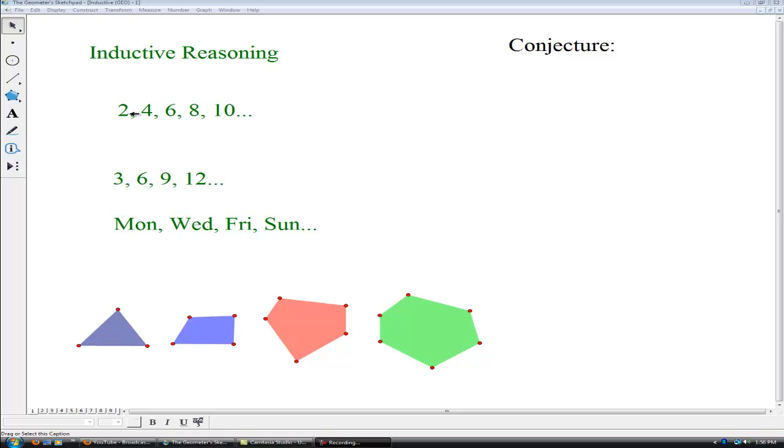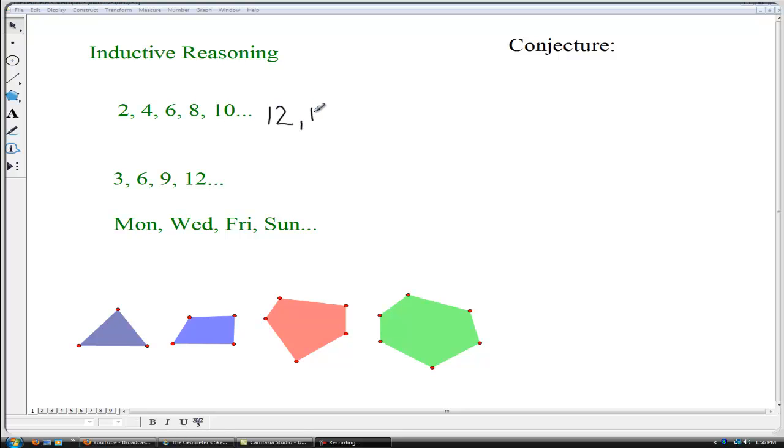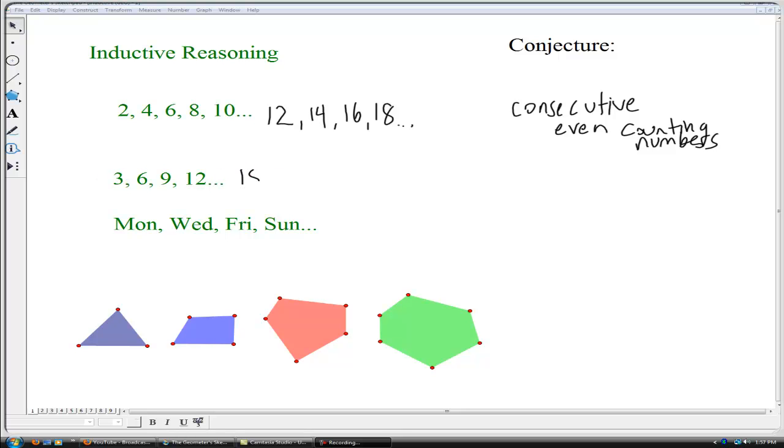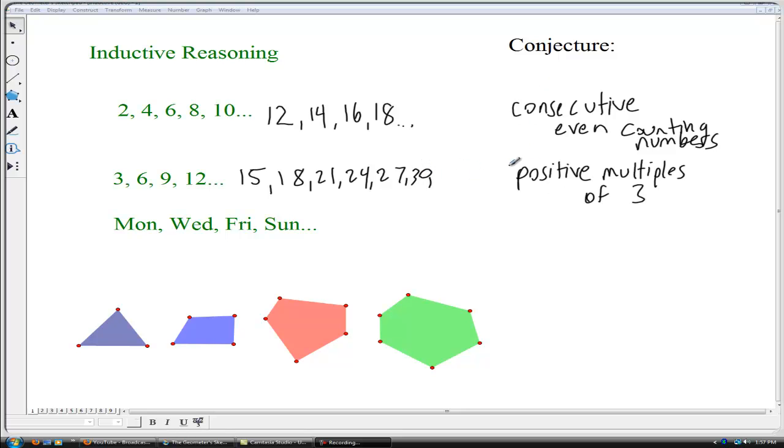Alright, let's do it. 2, 4, 6, 8, 10. If I were going to continue this, I'm saying we're going 12, 14, 16, 18, forever. And my conjecture is that we are listing even numbers. Let's move to the next one, 3, 6, 9, 12. If I continued, I would say 15, 18, 21, 24, 27, 30. And my conjecture is that we are listing multiples of 3. Now certainly we could phrase these in other ways. I could have said positive multiples of 2 for this first pattern.